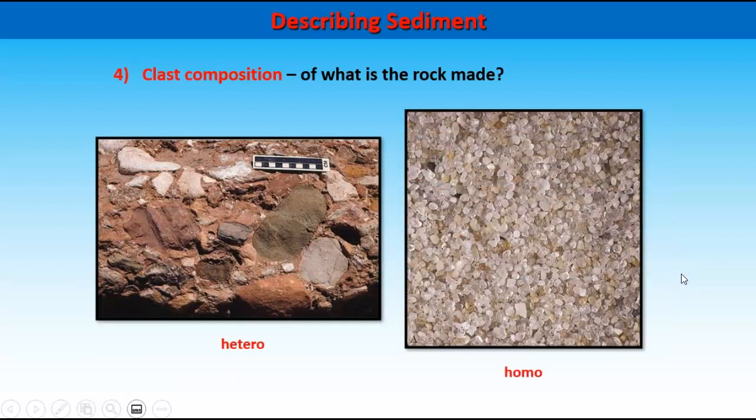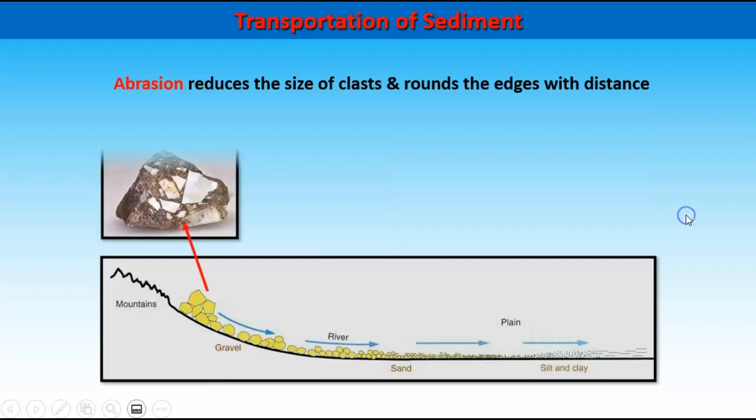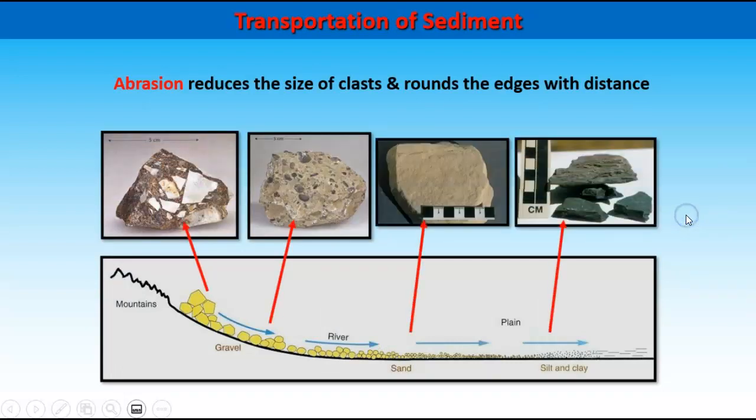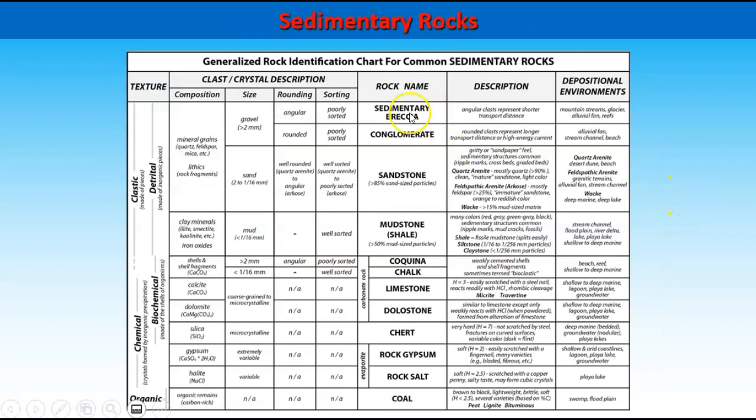And then clast composition can tell us something, but we're not going to focus on that too much. But what the pieces are made of can also tell us something about the history of the sediments that make up our rock here. So here's the story. We've got our basic clastic sedimentary rocks, and we're going to name them using this chart here. I'll go back to that in just a second.